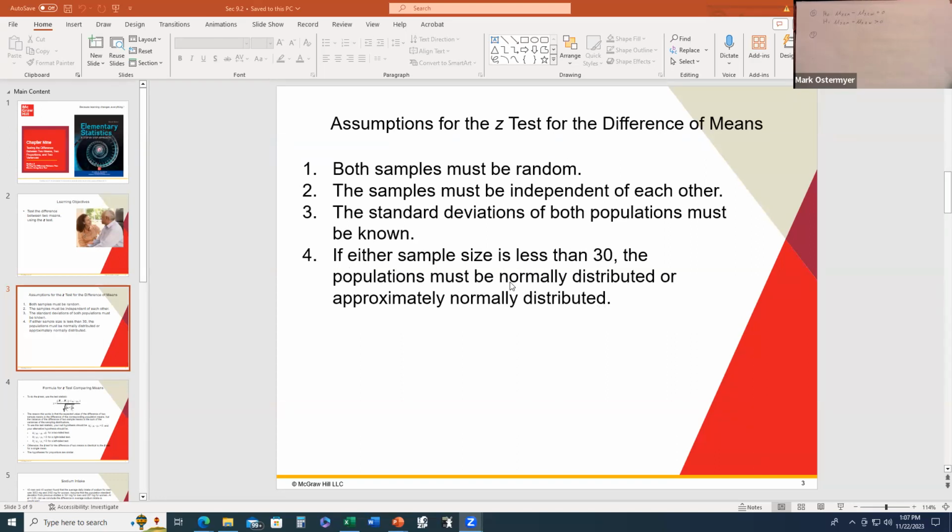Of course, if the parent populations from whence the samples are chosen are normally distributed, then the sample size can be less than size 30. Okay, and then the sampling distribution of the differences between the sample means still will be normally distributed. So a lot of these assumptions were also true for testing one population parameter. So they carry right over into this 2 population parameter test.